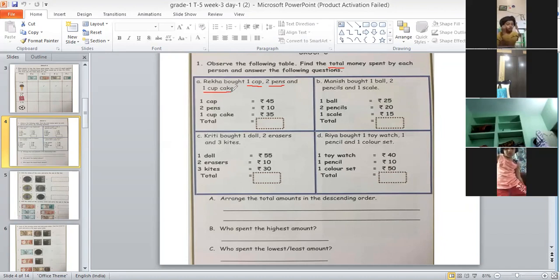Yes, Janvi, what is the cost of 1 cap? 1 cap is equal to 45 rupees. 2 pens is equal to 10 rupees. 1 cupcake is equal to 35 rupees. Yes, that's correct. So cost of 1 cap is equal to rupee 45, 2 pens is equal to rupees 10, and cost of 1 cupcake is equal to rupees 35. Now we have to find out the total. Total means we have to add them.